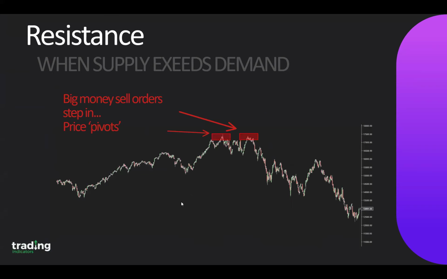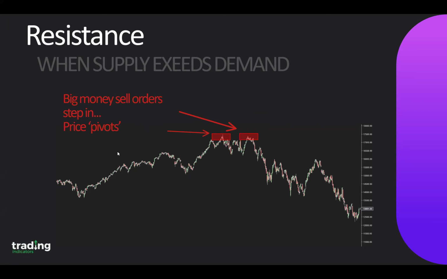And it's the same way for our resistance levels. Big block sell orders are stepping in. They can be found in your order book. They're stepping in, preventing price from going further up. And this causes these swing highs on your chart. And these happen typically at resistance levels.